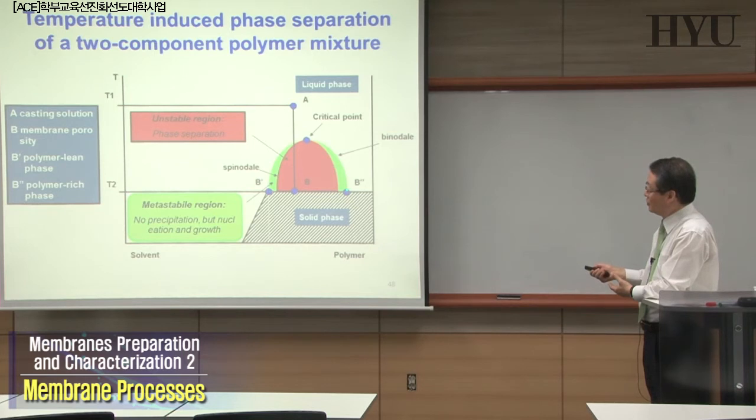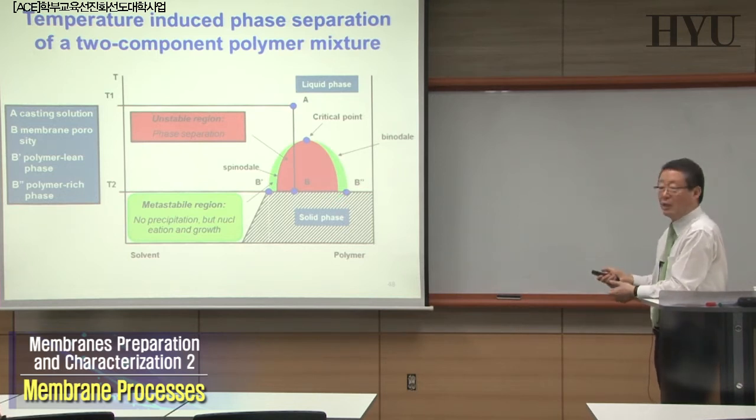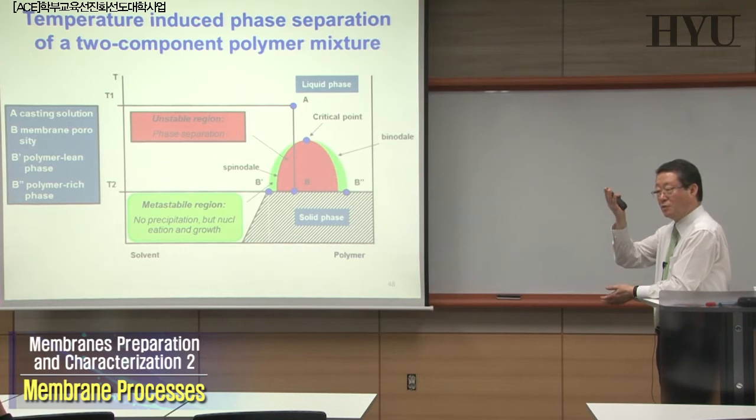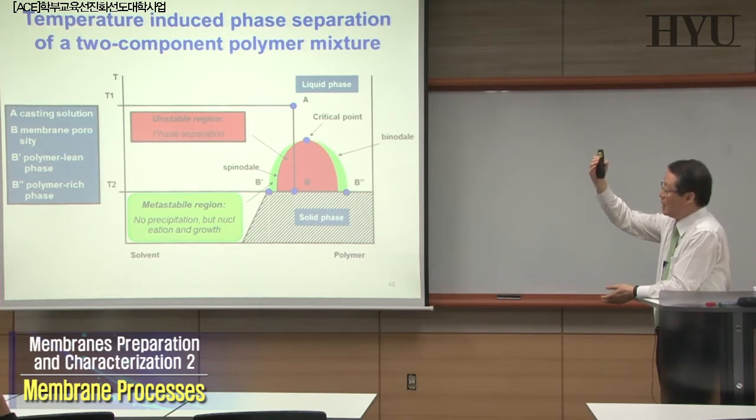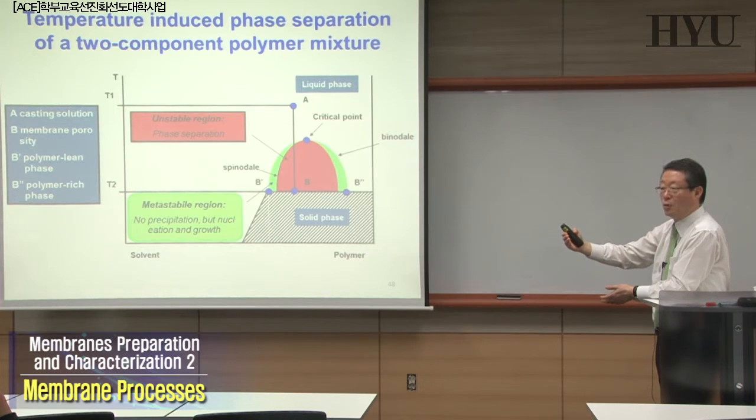So at room temperature, with a different concentration, you have different phases. Now you can start from point A. Point A is the liquid phase, right? So the polymer with a solvent is heated above the melting temperature, and you start from there, okay? From point A, when you cool down your polymer solution, it will become crystallized.